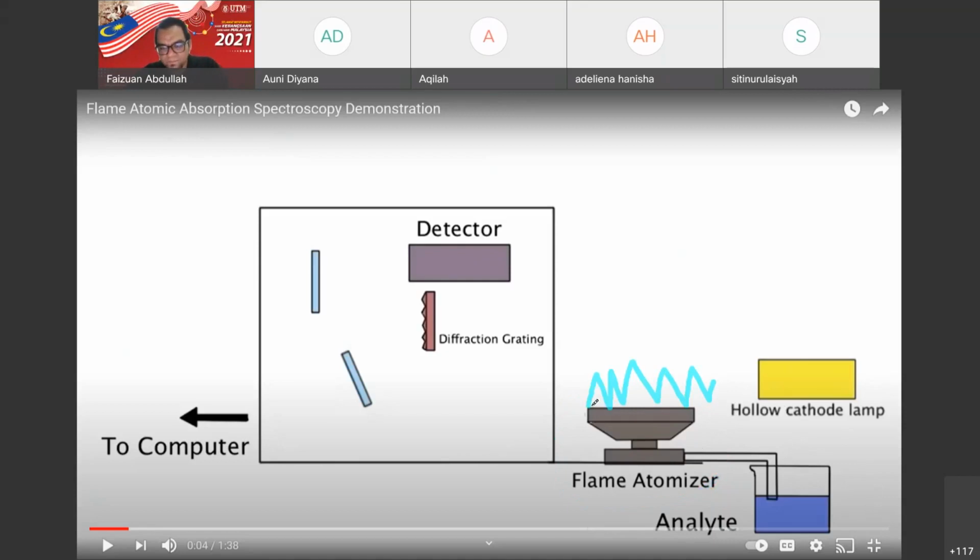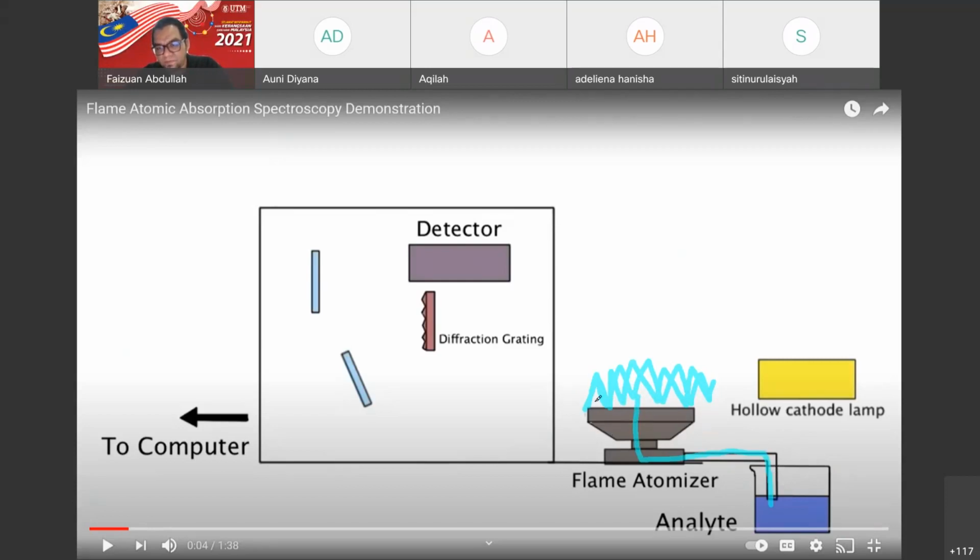And then we create a flame here at the flame atomizer, so that the sample will be pumped into the flame atomizer. When using AAS, we are dealing with only solution samples. If we have a solid sample, we need to transform it into solution. How? We call it digestion, right? We digest the solid sample into a solution sample. We must make sure that it becomes a liquid sample to analyze with AAS.